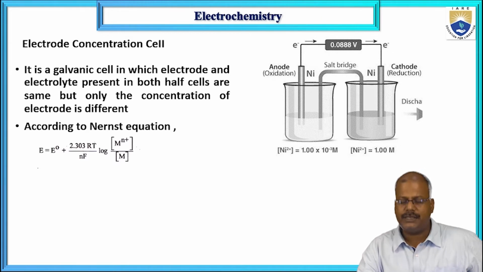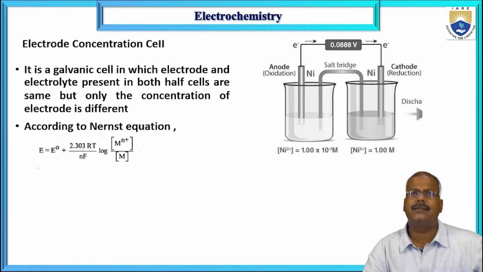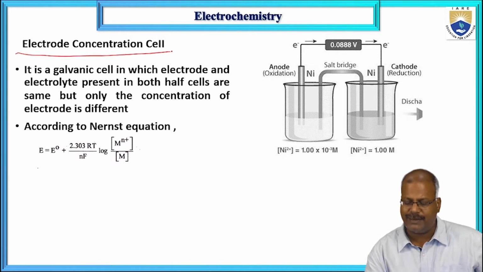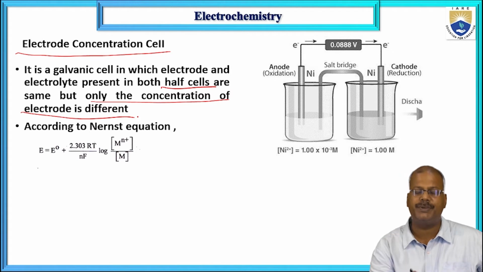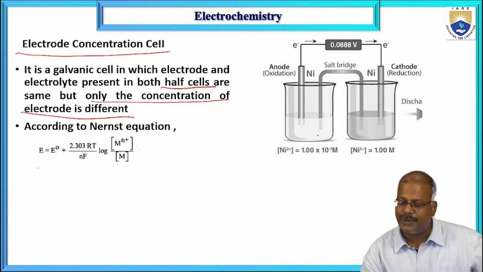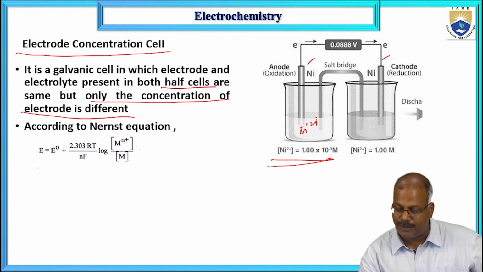Now, what is an electrode concentration cell? It is a galvanic cell in which the electrode and electrolyte present in both half cells are the same, but only the concentration of the electrolyte into which the electrode is dipped will vary. For example, here we have shown a nickel electrode connected to a voltmeter. This is the oxidation side, the anode, and this is the cathode side. The concentration of Ni2 plus here, into which the nickel is dipped, is 1 into 10 power minus 3 molar. Here it is 1 molar.